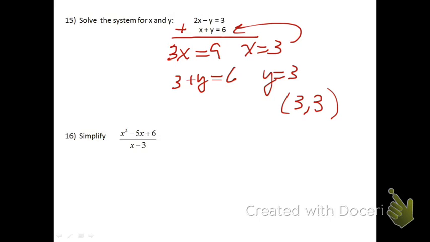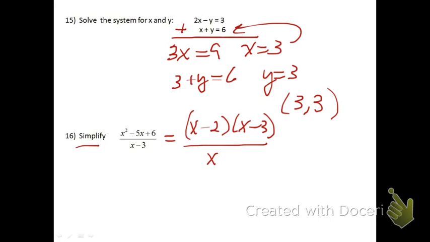In 16, before you can simplify, you need to factor and cancel common factors. So my numerator is going to factor to x minus 2 times x minus 3. And my denominator just stays x minus 3. Now I can have common factors of x minus 3's. So x minus 2 is my final answer.